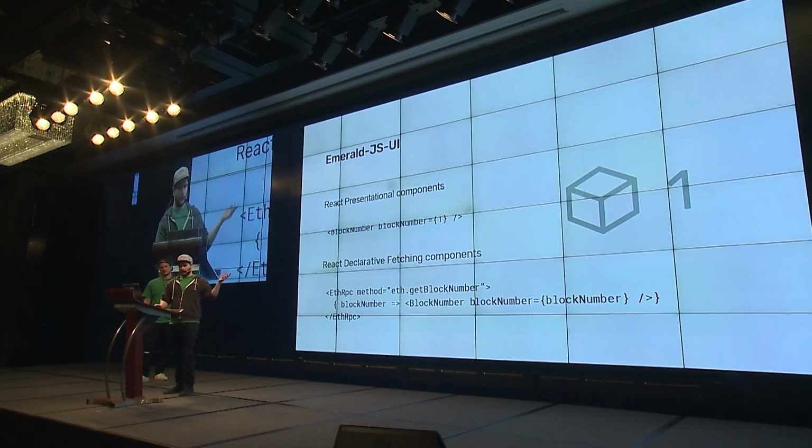So like I said, the first one here is a high-level one, whereas the second example is the other set of components we have, which is fetching components. So you can use them both together here to fetch stuff from the blockchain. Then you get the block number back here in a React render prop, and then fire it off to the dumb presentational component.